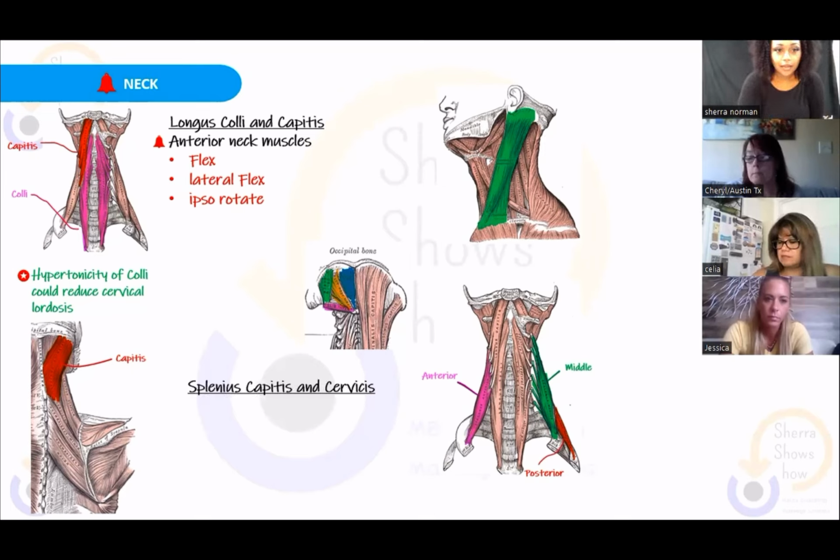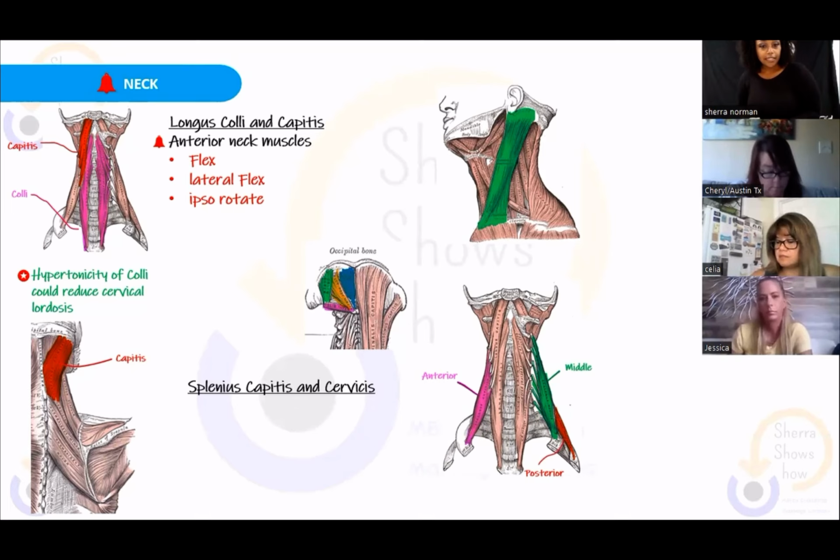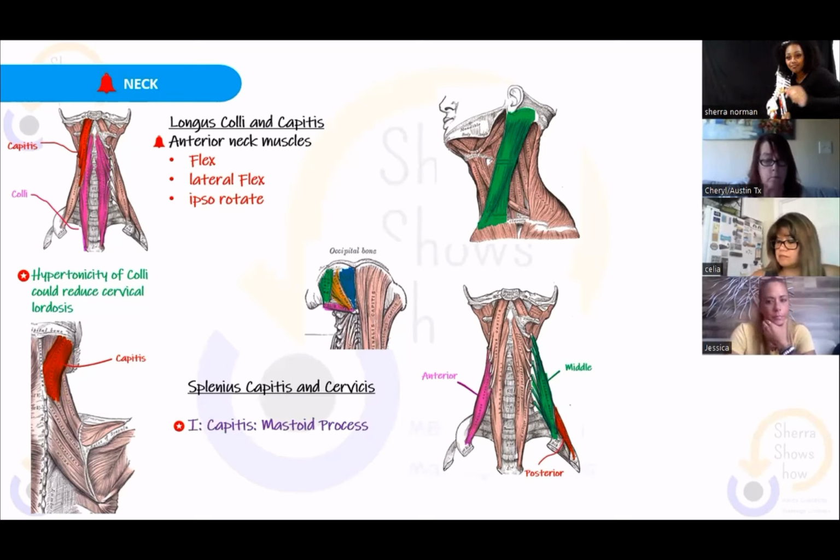All right. Splenius capitis cervicis. So from your regular front of neck muscles, we jump right into the regular back of neck muscles, which are the splenius muscles. Capitis and cervicis, between the two, capitis goes all the way to the mastoid process. That is a test point, okay? I don't like it, I hate it, but it is.